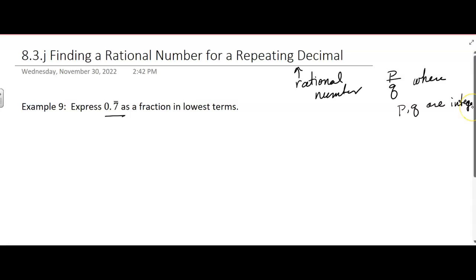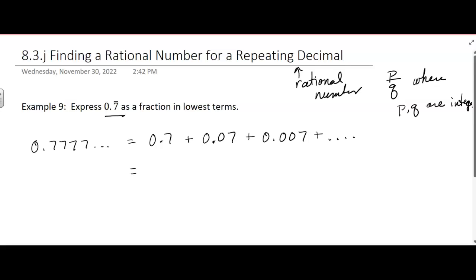Okay, so how do you do that? Well, think of this: 0.7777 and it's repeating, right? Well, that's equal to 0.7 plus 0.07 plus 0.007 plus, and then on it goes.